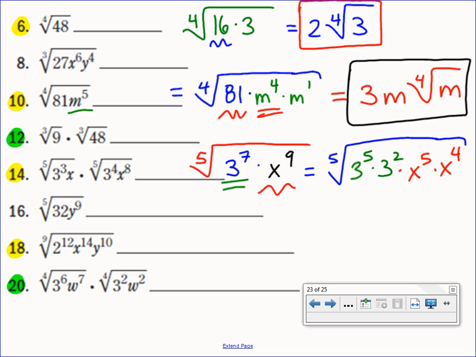So we'll go one at a time. 3 to the 5th is a perfect 5th power. X to the 5th is a perfect 5th power. So my final answer would be, out front comes a 3. Out front comes an x. Inside, I still have a 5th root of 3 squared is 9, and x to the 4th.